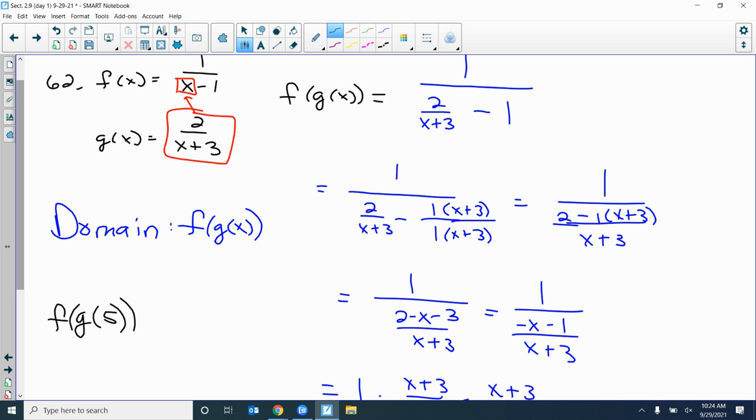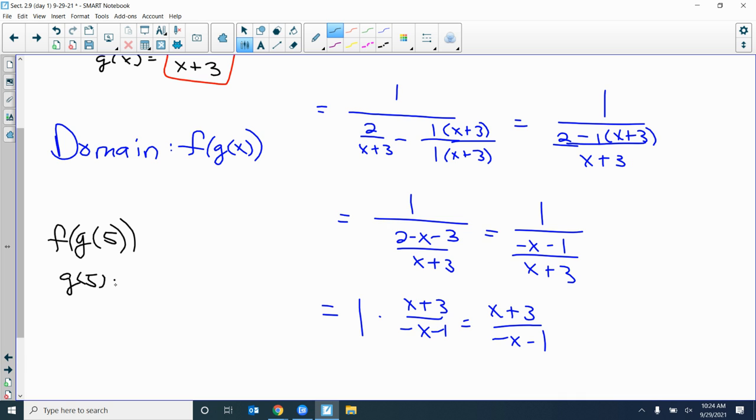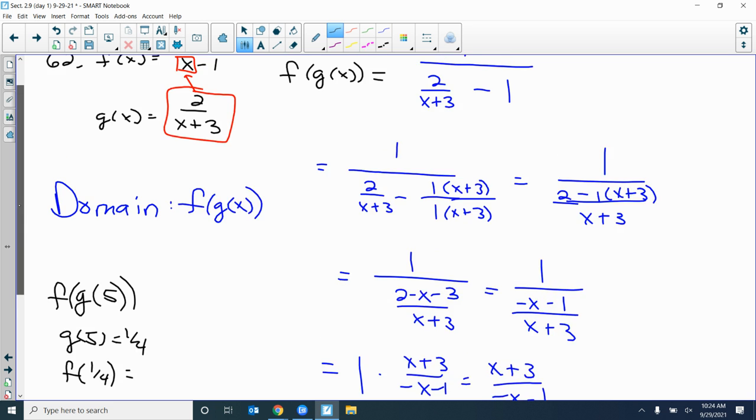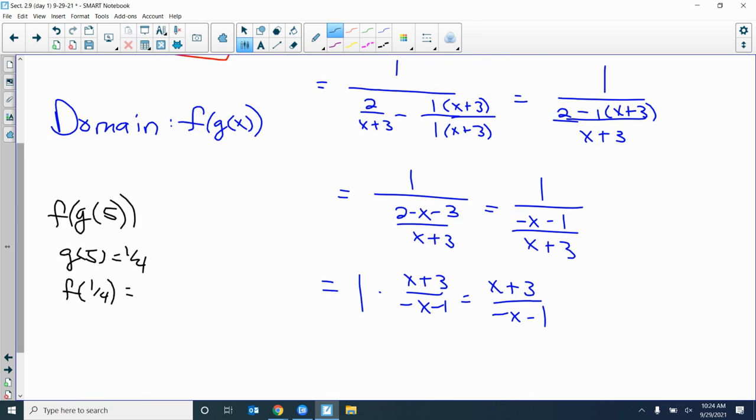g of 5 is 2 over 8, which is 1/4. So I plug in 1/4. So g of 5 is 1/4, and so I take that and I plug it into f. What's f of 1/4? 1/4 minus 1 is negative 3/4. 1 divided by negative 3/4 is negative 4/3. Does it have an answer? Mm-hmm. So that means that 5 is in the domain.